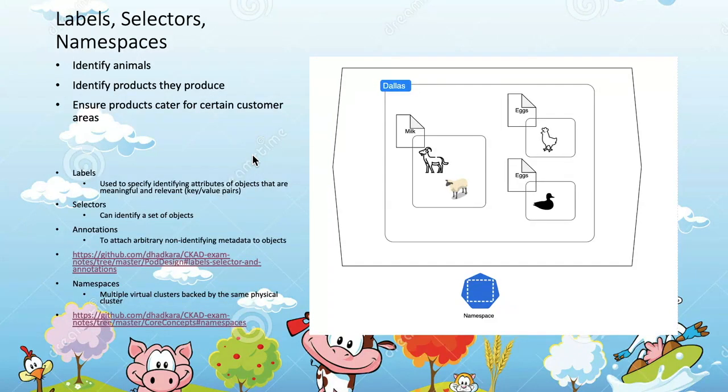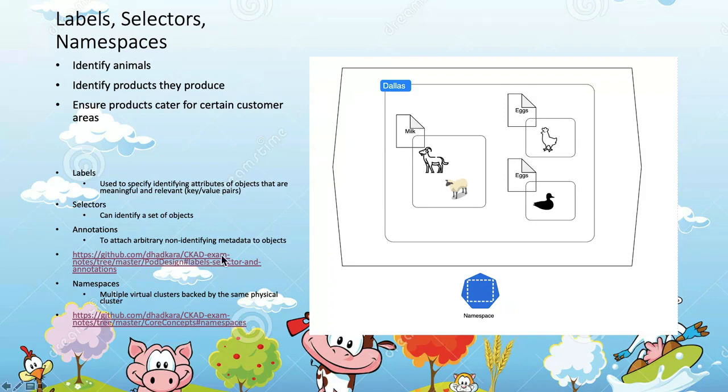Now, how do you identify which animal you want or what kind of products they produce? So when you want to identify these pods, the simplest way to do it is basically just stick a label on them. Like in this example, for goat and sheep there is milk, and for chicken and ducks there are eggs. So labels are basically a key-value pair, which can be assigned to one or more pods. The selector is something which you will use these labels to select those pods. And annotation is metadata associated to those objects.